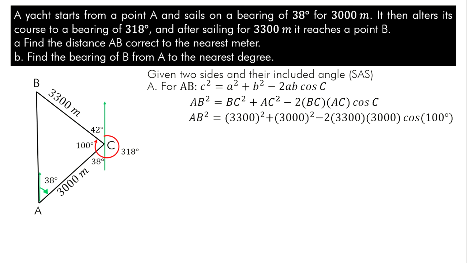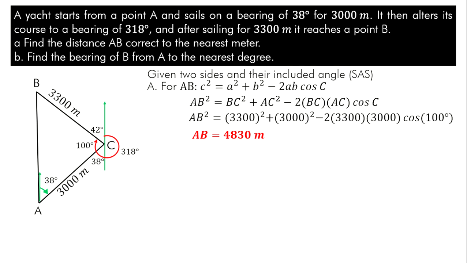Again, this is the cosine law. C is squared on the left-hand side, so make sure you use the square root for this. As you calculate, you'll obtain 4,830 meters. We round off to the nearest meter, in whole number. That is 4,830 meters.